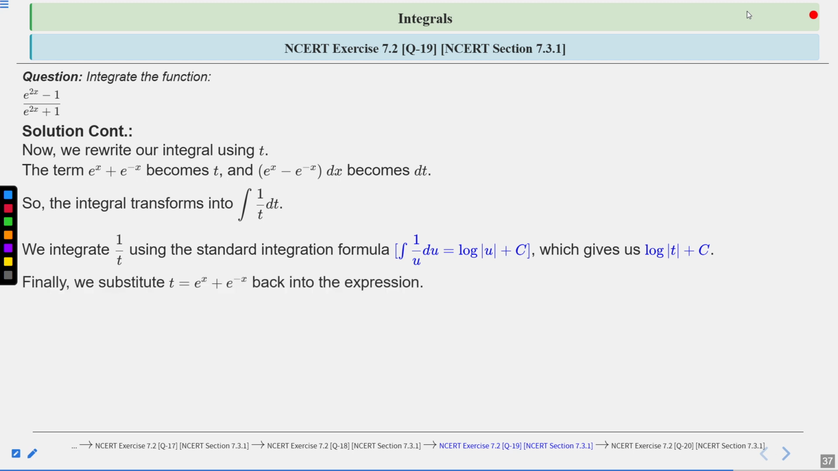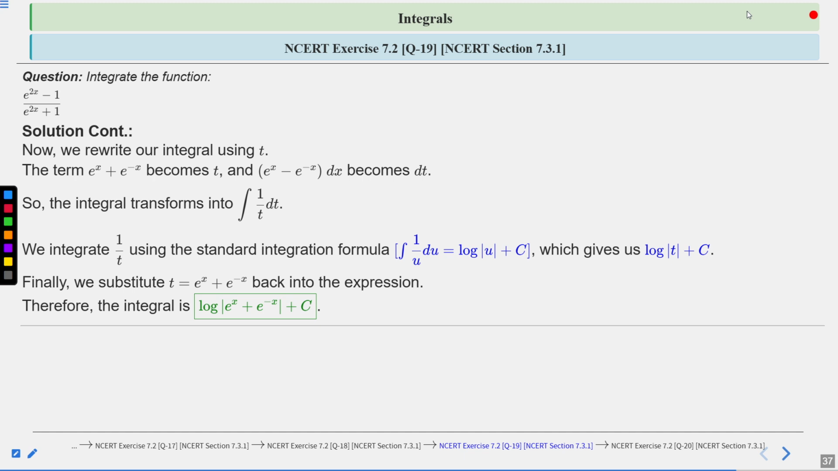Finally, we substitute t is equal to e to the power x plus e to the power minus x back into the expression. Therefore, the integral is log mod e to the power x plus e to the power minus x plus c. So this is the correct answer of the given question.